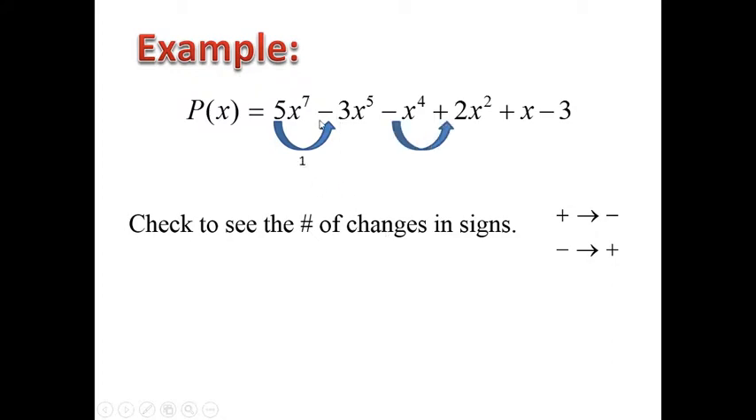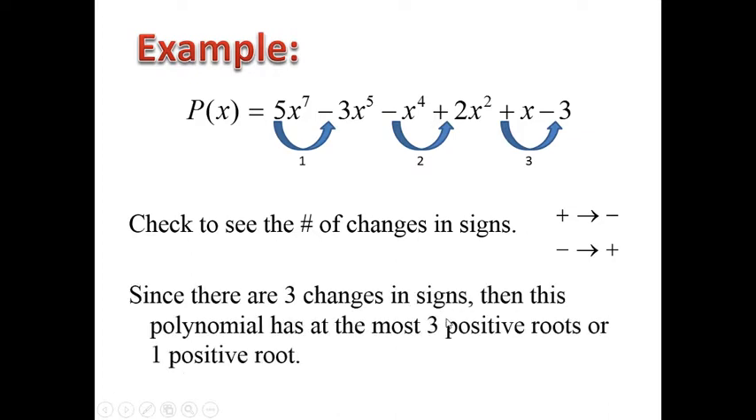And then negative to negative, there's no sign change. But from negative to positive, that's another sign change, so it's 2. And then positive to positive, there's no sign change, but from positive to negative, that's another sign change. So we counted 1, 2, 3 different sign changes. That means we do have 3 positive zeros, or 3 positive roots, or 1 positive root. Another scenario is 3 minus 2, because according to the definition, it's either the number of changes in sign, or less than that number by an even number. So 3 minus 2, which is what? 1 positive root.